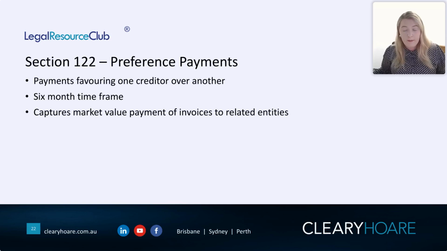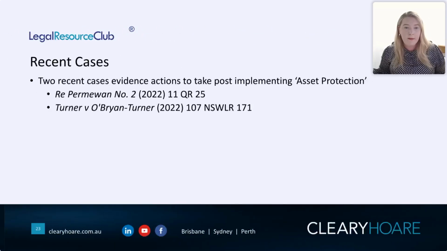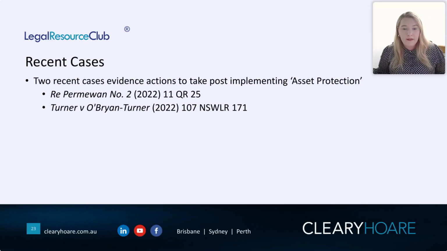ticking time frame for undervalued transactions, which is why I said it's important that we put this in place sooner rather than later, and certainly before a person gets into any trouble or any disputes with other creditors. All right, so I mentioned that we're going to take a look at some cases where things went wrong, and unfortunately our firm was involved.